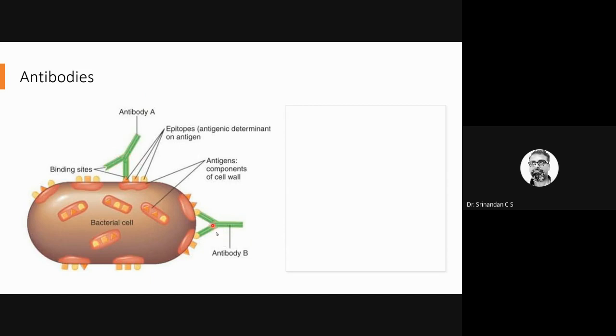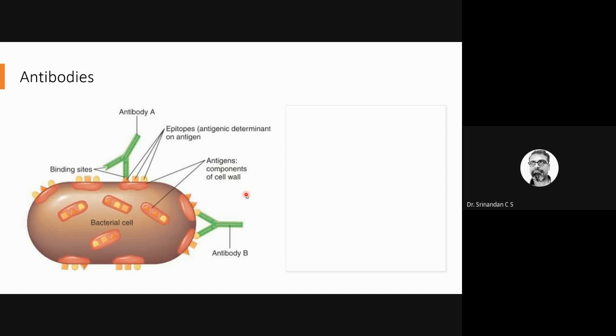Here a green color you can see, and there's the bacterial cell, which let us assume is a pathogenic bacteria, and the pathogen will have the antigen. Okay, what is the antigen over here? The cell wall. So this antibody will have the binding site to the antigen, and it will bind exactly.